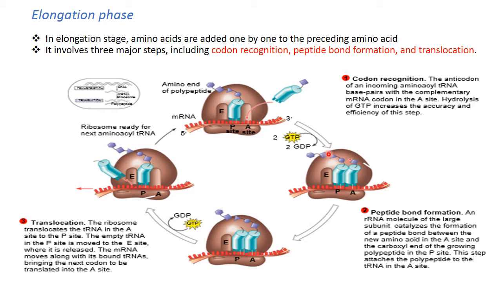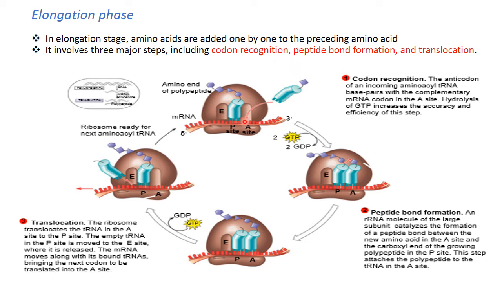So next, once the bond has been formed, in the next part this bond here will be broken, or the tRNA at the A site will be detached from the amino acid, and then finally the tRNA will move to the E site, and then the tRNA carrying the polypeptide chain will move to the P site, and of course now the process will continue.